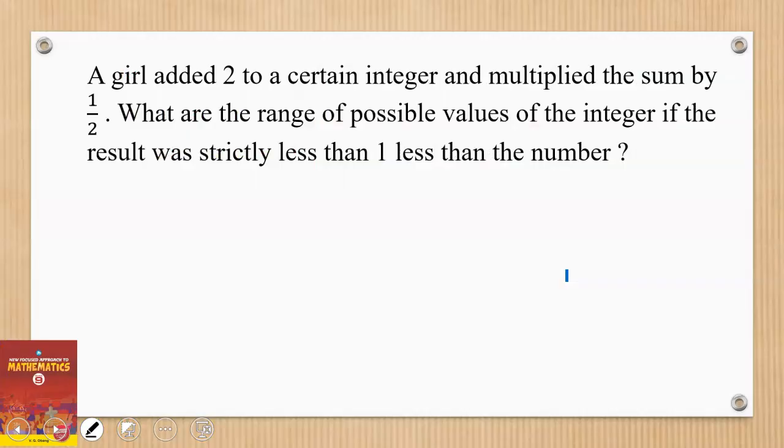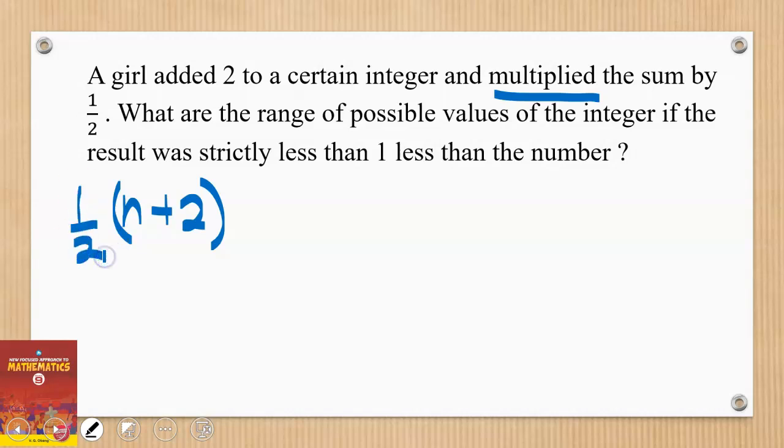Now let's take example number 1. A girl added 2 to a certain number or a certain integer and multiplied the sum by half. What are the range of possible values of the integer if the result was strictly less than 1 less than the number? Okay, so first of all, we are saying a girl added 2 to a certain number. Assuming the certain number is n and the girl added 2 to it, and multiply the sum of these two numbers by half.